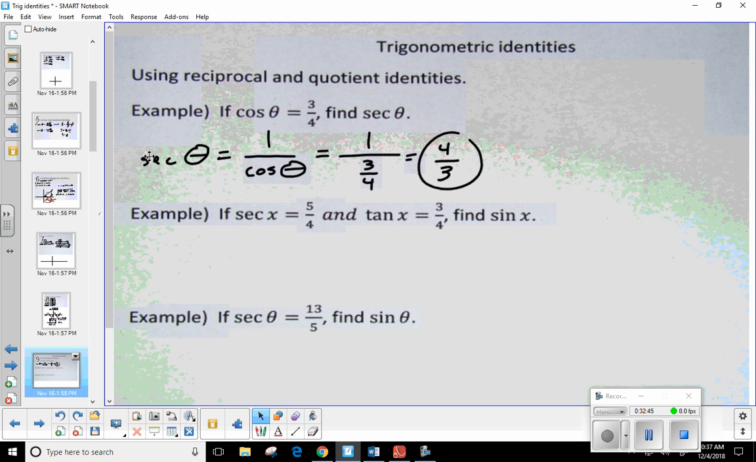Sometimes they're going to be very straightforward. Sometimes it's going to take multiple steps to get what you want. Let's try this next one. If secant of x equals 5/4 and tangent of x equals 3/4, find sine of x. So I need an idea. How can I go from what I have to what I need?